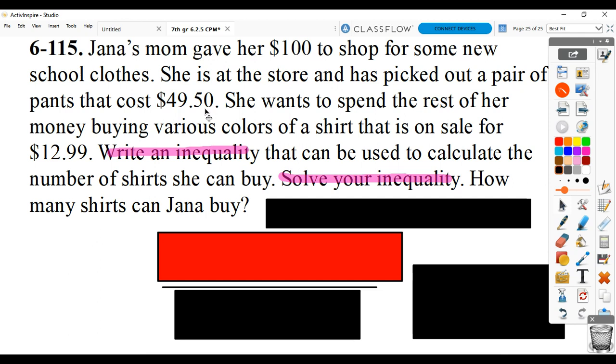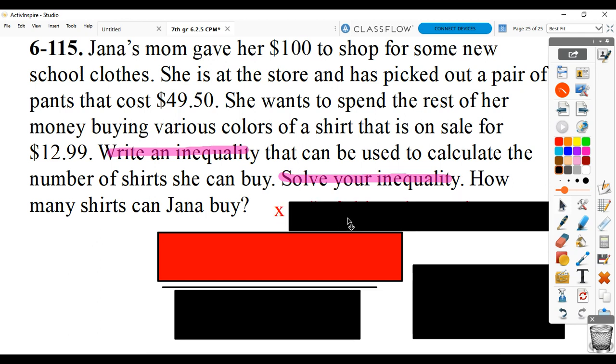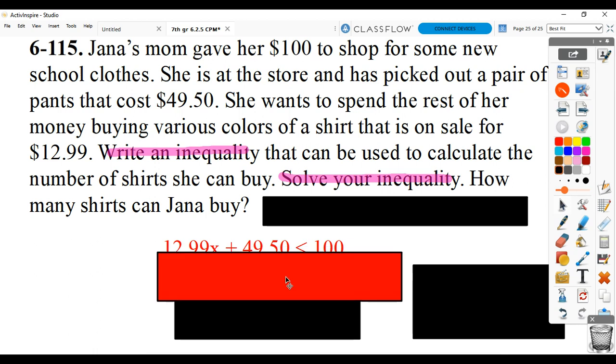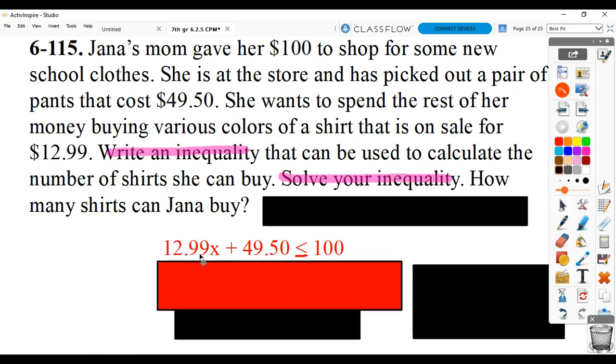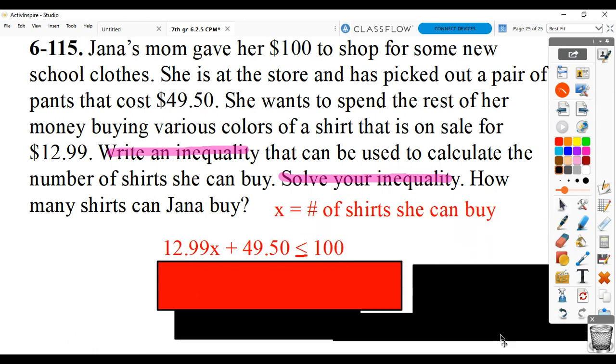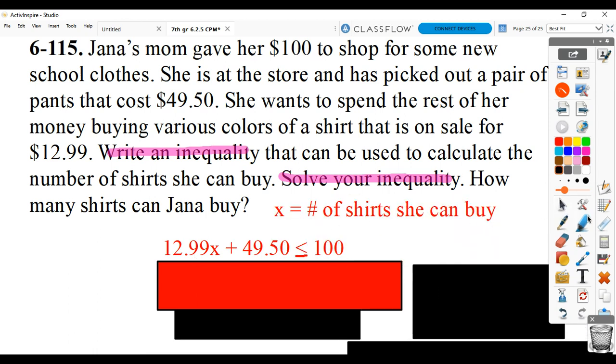So what we know is she's already buying pants for $49.50, and she wants to buy a number of these shirts that are $12.99 each. So X is representing the number of shirts she can buy. So $12.99 times the number of shirts plus $49.50 that she's going to spend on the pants has to be less than or equal to 100, because she can't spend more money than she has. She can spend less than 100, or she can spend exactly equal to 100. So this would be the idea of writing an inequality.